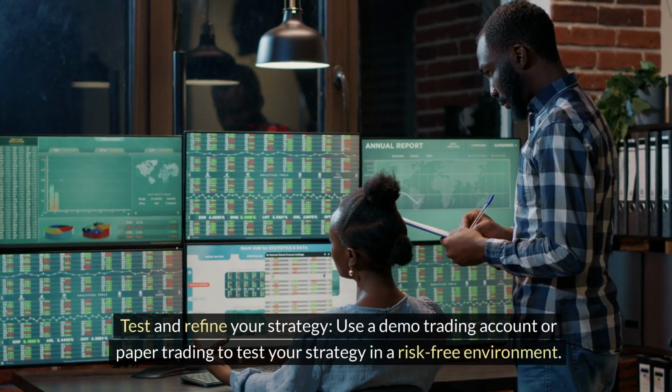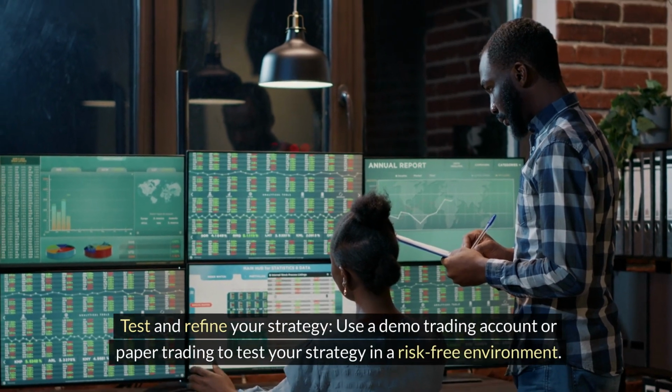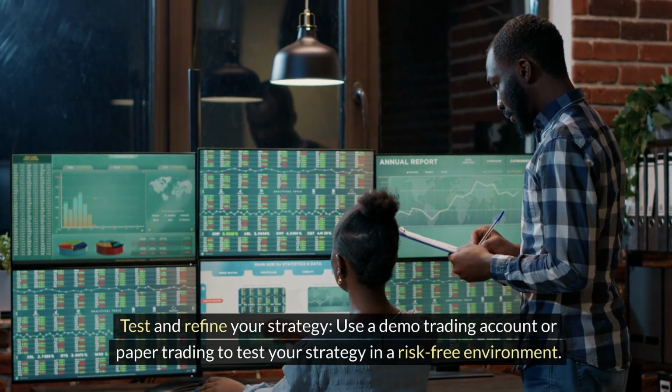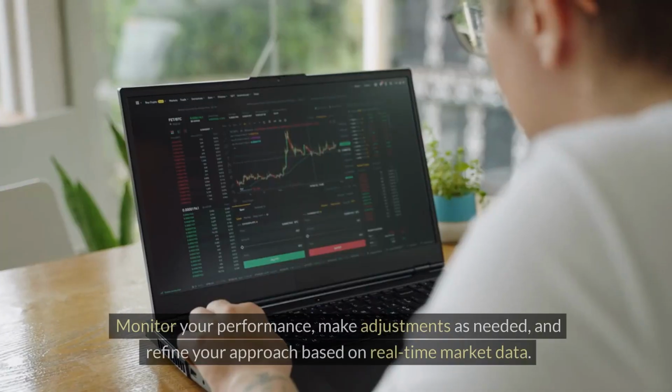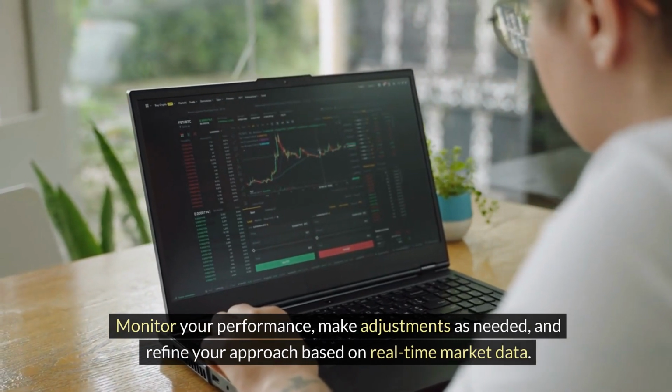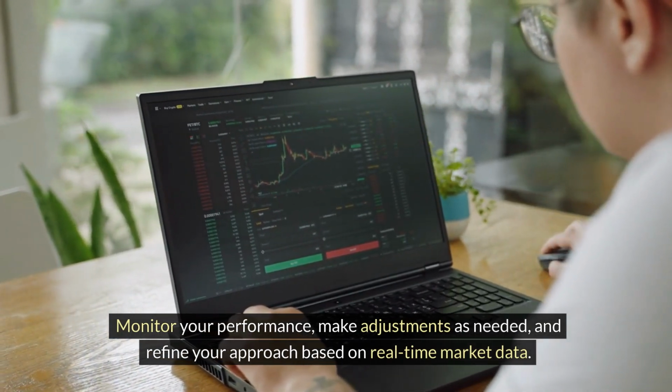Test and refine your strategy. Use a demo trading account or paper trading account to test your strategy in a risk-free environment. Monitor your performance, make adjustments as needed, and refine your approach based on real market data.